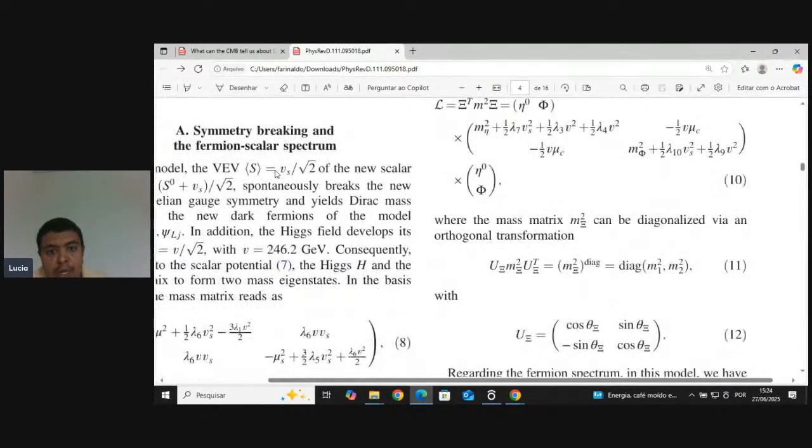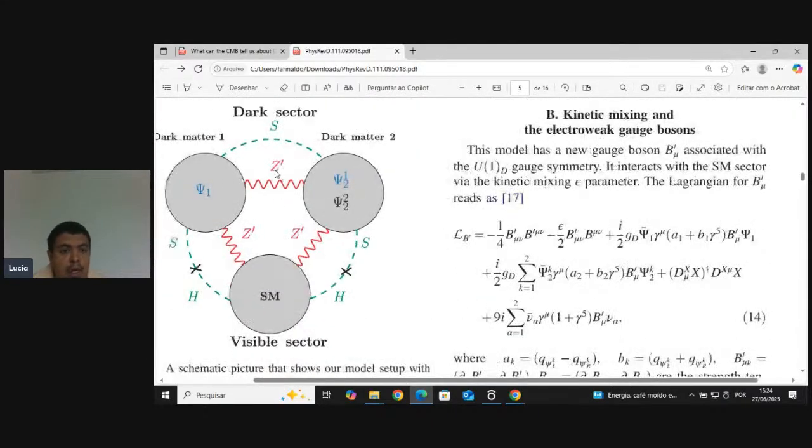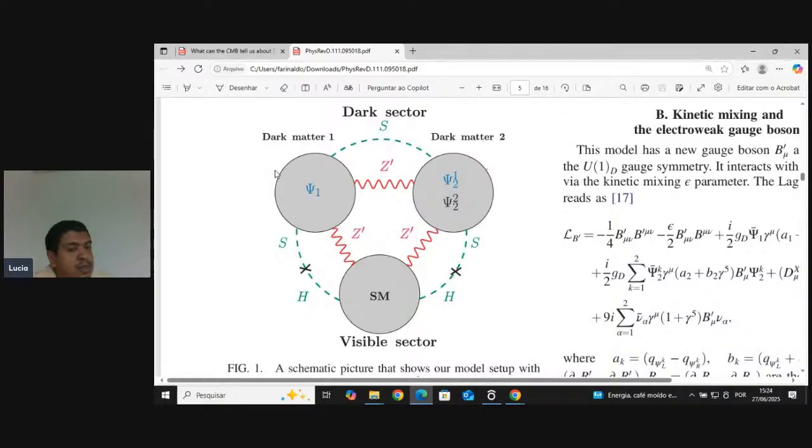We also have here the mass matrix for the inert scalars. We consider that the inert scalars are too heavy, so that they are not the dark matter candidates and they don't interfere with the dark phenomenology. So this scheme shows what I'm trying to say.